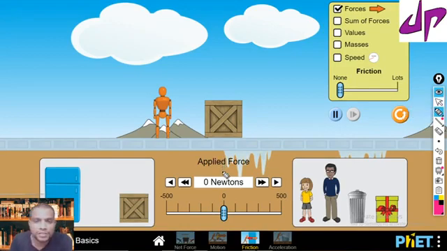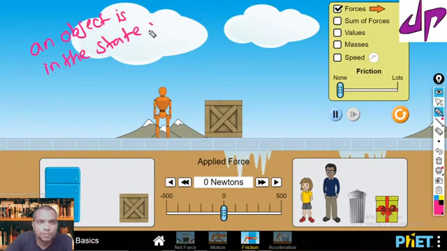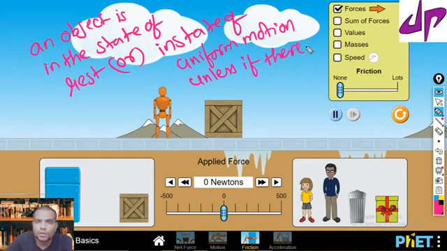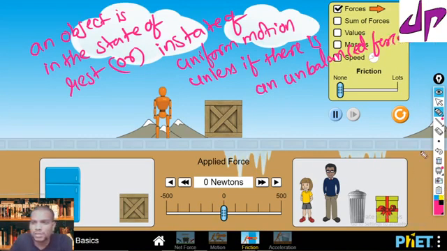Let's see this simulation. So Newton's first law says an object is in the state of rest or in the state of uniform motion, unless there is an unbalanced force. So this is Newton's law statement.